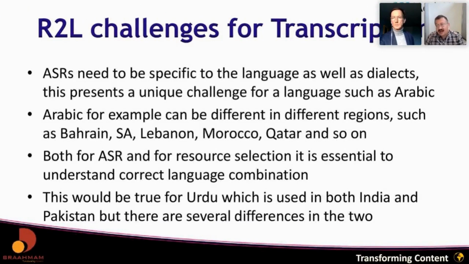When it comes to our case, where we are talking about Arabic and right to left languages, one of the things which a lot of people don't know is that Arabic, just as an example, has so many dialects. And I've just put in a few names here. You can have a dialect for Bahrain, Saudi Arabia, Lebanon, Morocco, Qatar, Egypt, God knows how many. I think there are some 20 odd dialects just in Arabic. The same thing is for Urdu.